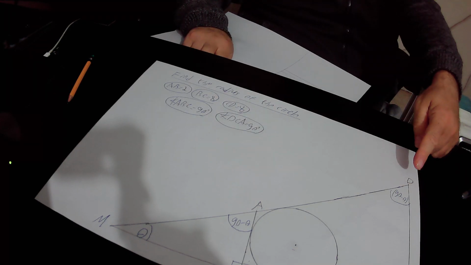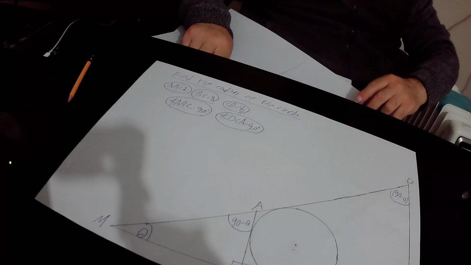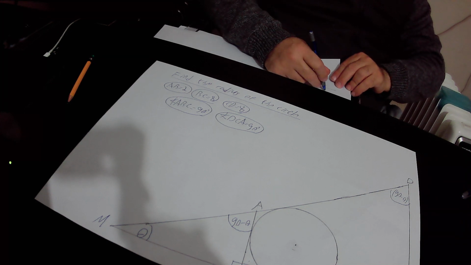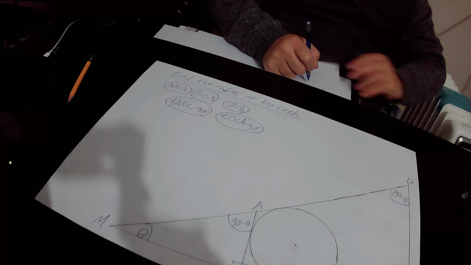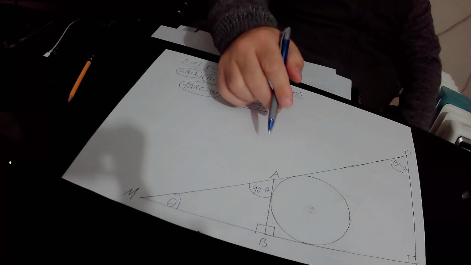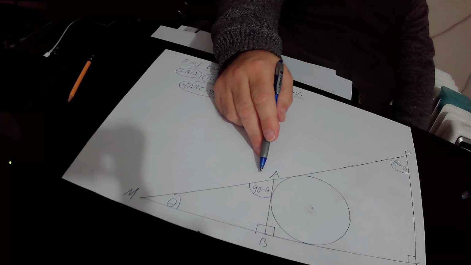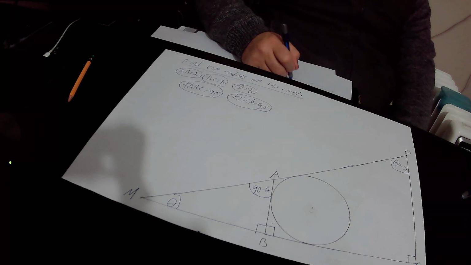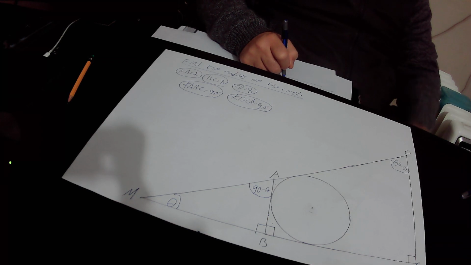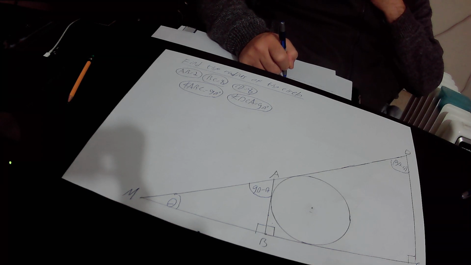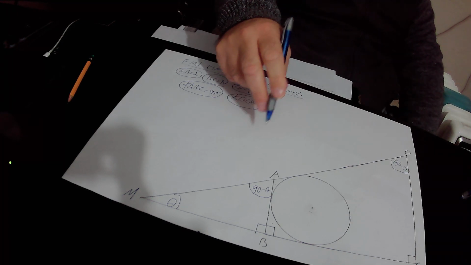So actually this is angle CDM in the big right triangle MDC, and it is equal to this angle. This is actually angle MAB in the small right triangle MBA.